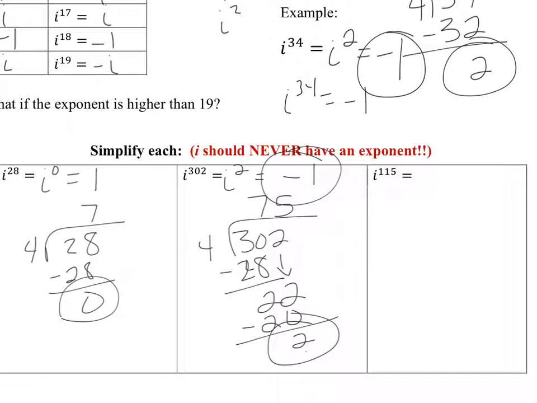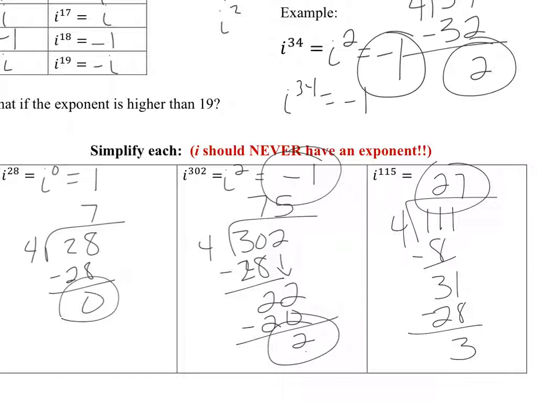And then 115 divided by 4. That goes in twice, 8, another 7. Well, it goes around 27 times with 3 left over. So i to the 115th is the same as i to the third, or negative i. So when you're finished, i should never have an exponent. Okay? Because if you did, it's not fully simplified.